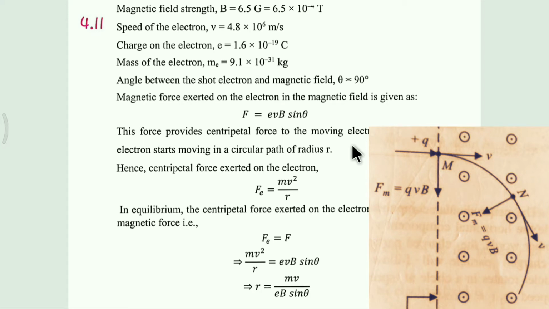In the attached figure you can see the velocity of the shot electron is toward the right side of the page, indicated by v, and the magnetic field is indicated in the figure by encircled points. Encircled points mean the direction of the magnetic field is perpendicular to the page, moving outward from the page and towards you. So these are the two directions: the velocity of the electron and the direction of the magnetic field.